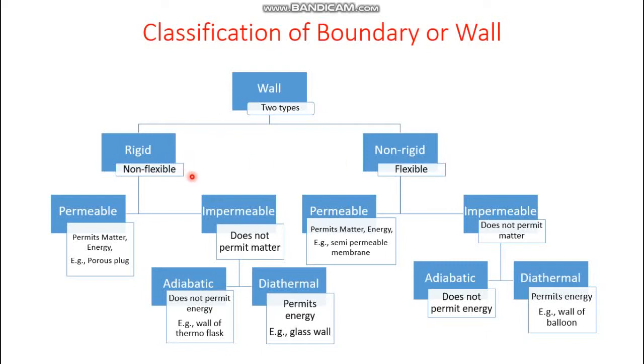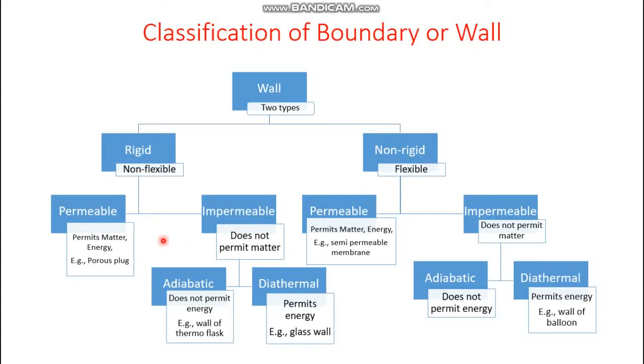That means you cannot tamper with it, or you cannot make it flexible. But non-rigid walls are flexible. That means if you press it, or if you apply some force on it, it will change its shape. So these are all flexible. So walls are generally of two types, rigid and non-rigid. Rigid walls are non-flexible, whereas non-rigid walls are flexible.